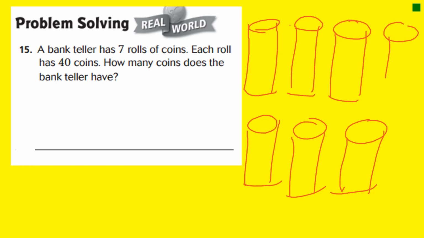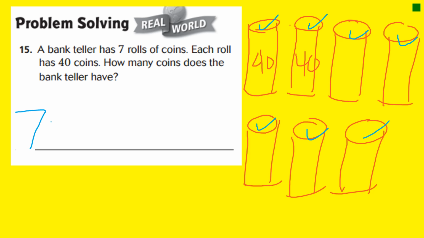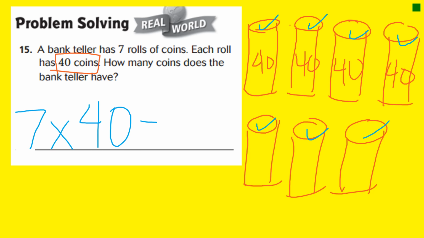And I'll put the other one up here. Okay, the bank teller has 7 rolls of coins. Each roll has 40 coins in it. Okay, so we have 1, 2, 3, 4, 5, 6, 7 sets of, how many coins did we say are in each? It says it right there. 7 sets of 40 coins.